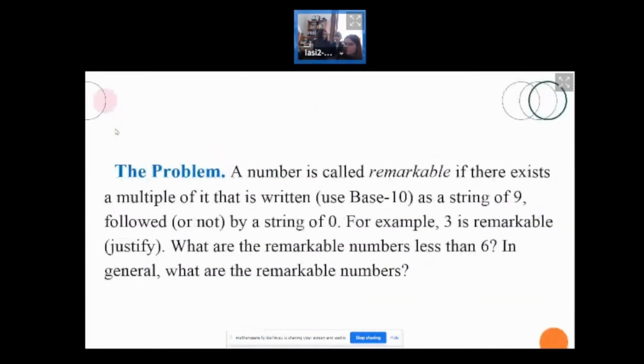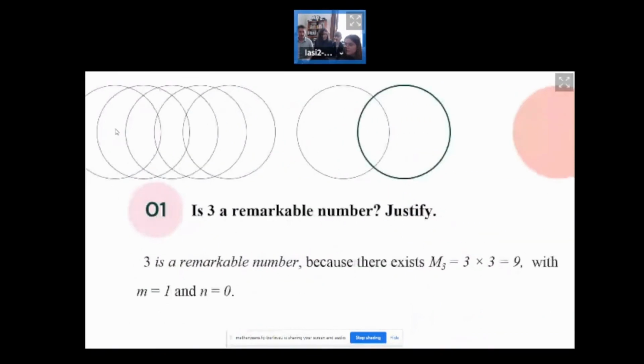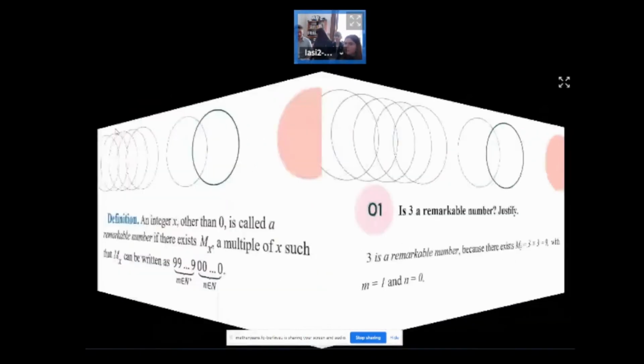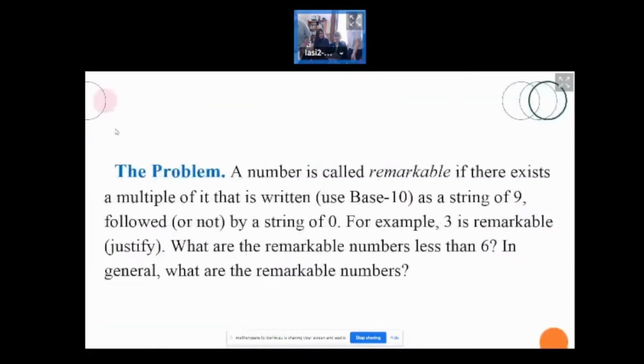Can you see now the other slides? Yes, perfect. Okay. Should we start from the beginning or should we continue? Maybe you can have a quick recap from the beginning. Yeah, sure. We will do a quick recap right now. Okay, so we will start again from the problem.